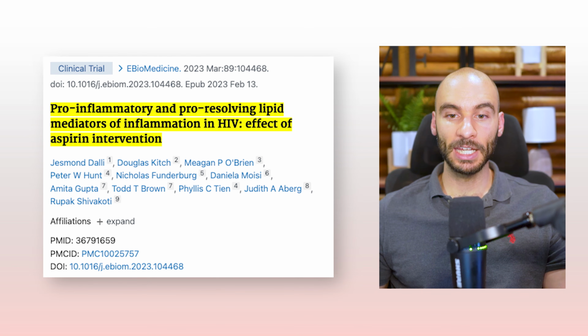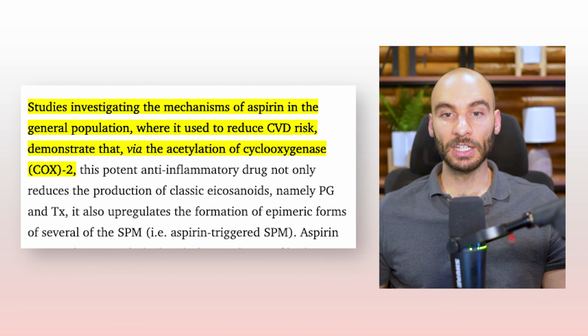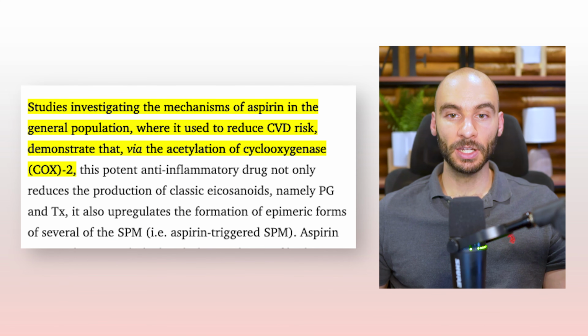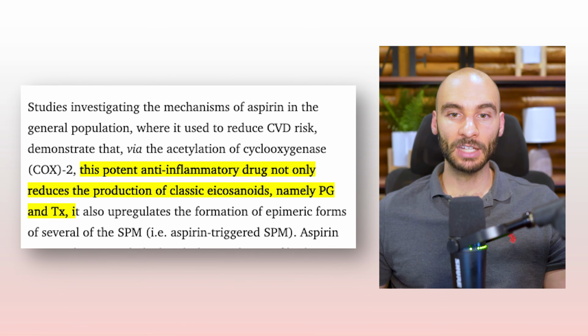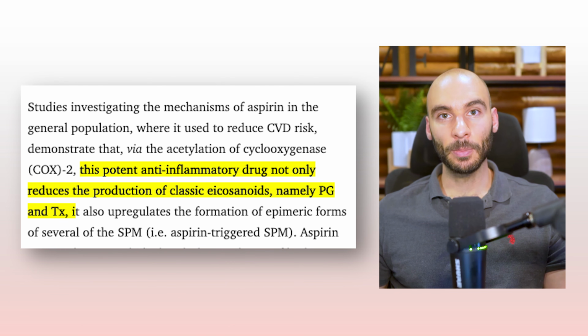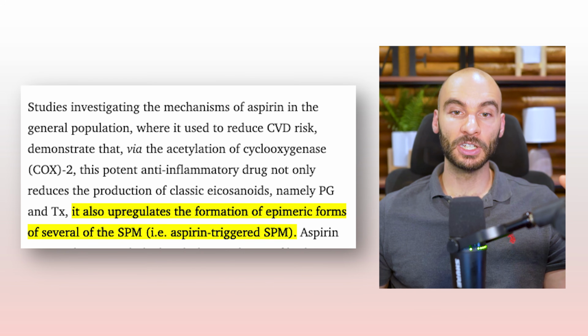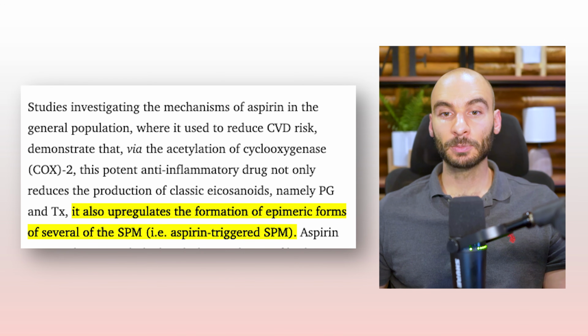And so we have a study here. It's titled Pro-Inflammatory and Pro-Resolving Lipid Mediators of Inflammation in HIV, Effects of Aspirin Intervention. And they say studies investigating the mechanism of aspirin in general population, where it's used to reduce cardiovascular risk, demonstrate that via the acetylation of cyclooxygenase, so that's that inflammatory enzyme we talked about, this potent anti-inflammatory drug not only reduces the production of classic eicosanoids, namely prostaglandin and thromboxane, it also upregulates the formation of epimeric forms of several specialized pro-resolving mediators, i.e. aspirin-triggered specialized pro-resolving mediators. So aspirin triggers these pro-resolving mediators that help to actually resolve inflammation effectively.